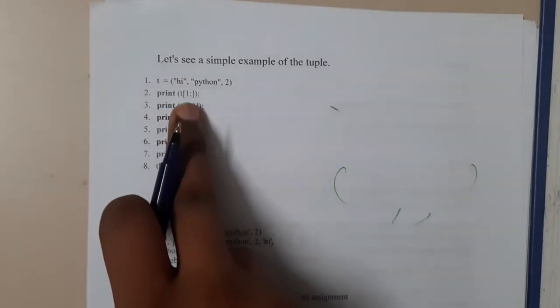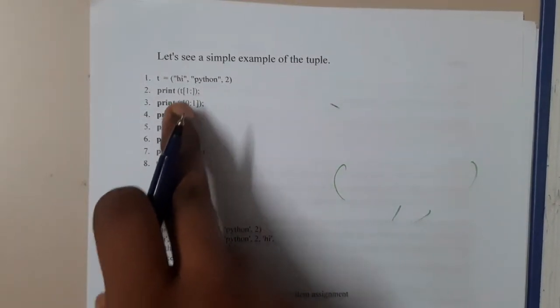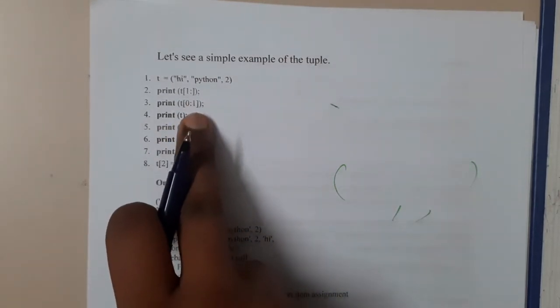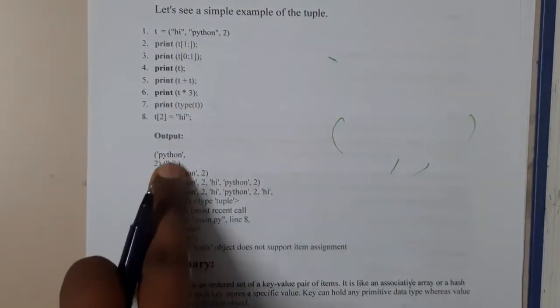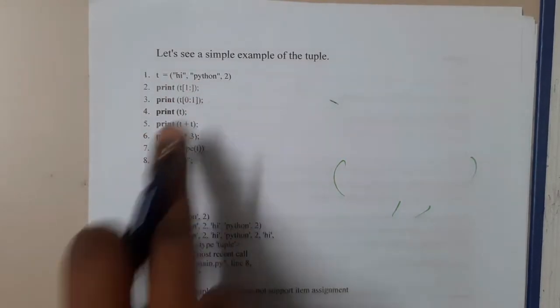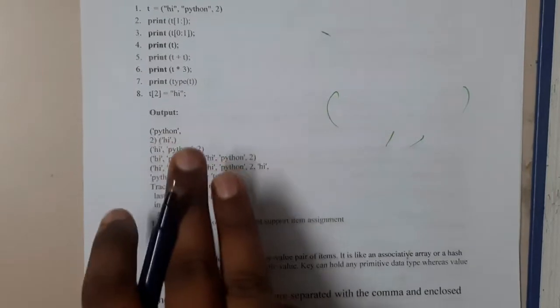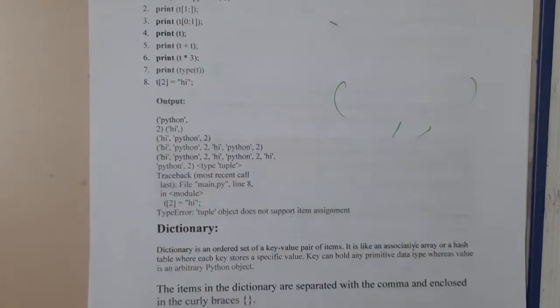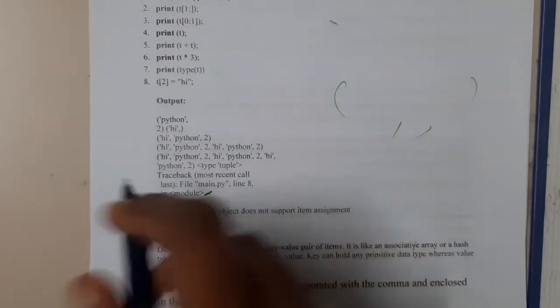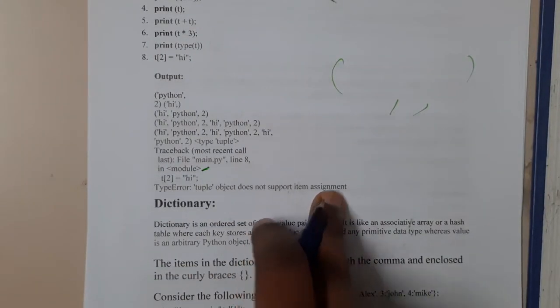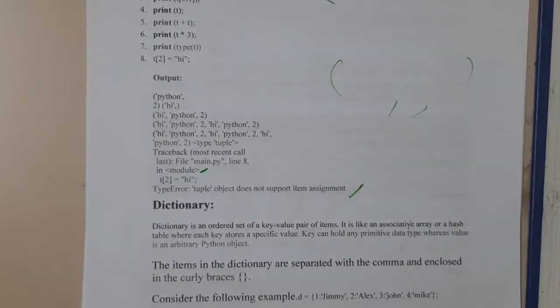Okay, so here we are only writing 1 to end, so that is nothing but python and 2 you will be getting. Yes, exactly. And after that 0 to 1, that is nothing but only hi you will be getting. After that the whole tuple. After that t plus t is nothing but you will be getting it 2 times. T into 3 means 3 times. Type of t, you will be getting it as a tuple, guys. And t of 2, if you update it to hi, you will be getting an assignment error. Got it? Okay.